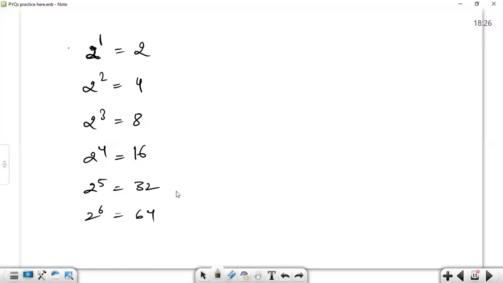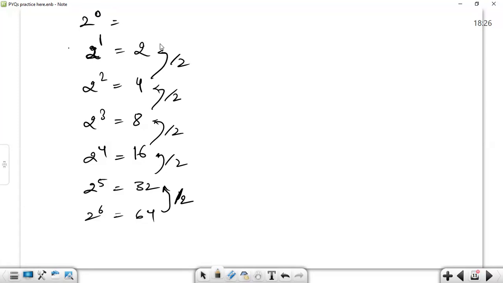So when we decrease the power, what we are doing is dividing by 2. So 32 by 2 is 16, 16 by 2 is 8, 8 by 2 is 4, 4 by 2 is 2, 2 by 2 is 1. Got it? Yes, sir. And that's how 2 raised to power minus 1 is 1 by 2. And similarly, it goes on and on.